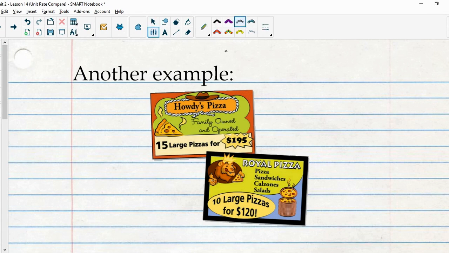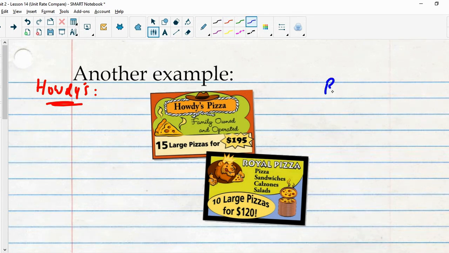Here, you look at two advertisements for pizza. There's one place I'm going to label Howdy's Pizza, and the other one is called Royal. Let's use blue for that. Set it up for me. For this one, 15 pieces for $195, and for this one, 10 large pieces for $120.